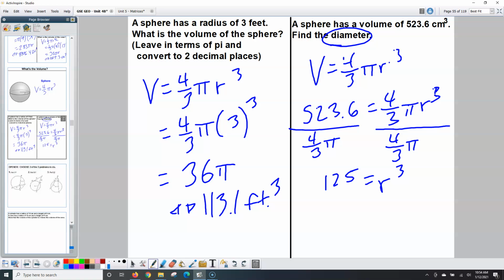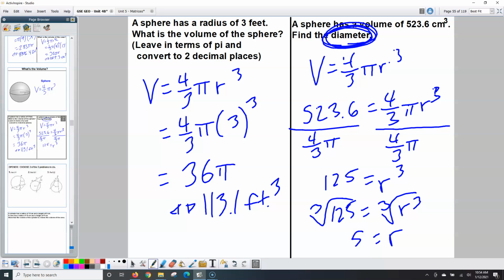So I'm going to take the cube root of both sides. And when you take the cube root of 125, that's saying something times itself 3 times will give you 125. That answer is 5. Don't forget diameter. Diameter is 10.